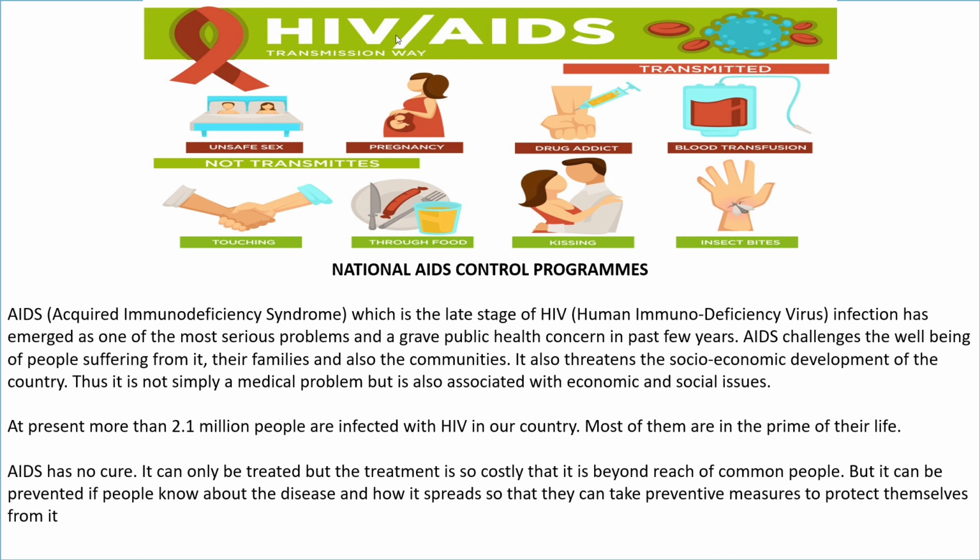year, right? So general programs are organized, then awareness programs are organized in the village, in the town, in the district, in the cities, right? So now let us read National AIDS Control Program. You have to remember the full form NACP. NACP means National AIDS Control Program.